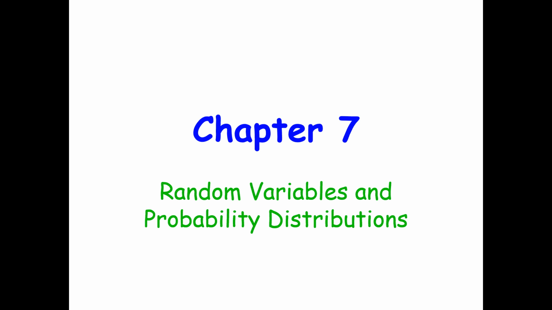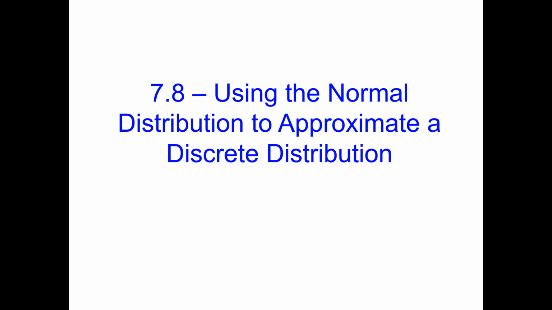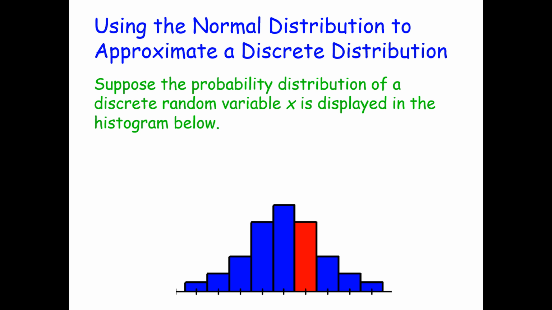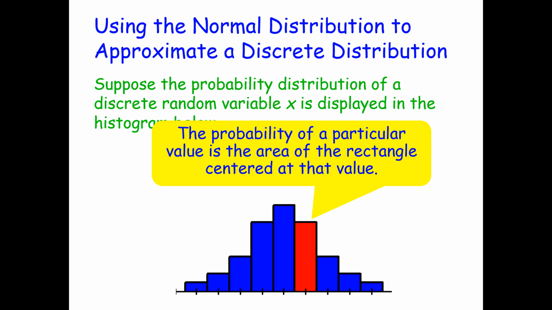In this video, we're going to be continuing to talk about random variables and probability distributions. Specifically, we're going to be talking about using the normal distribution to approximate a discrete distribution. So suppose the probability distribution of a discrete random variable x is displayed in the histogram below. Well, the probability of a particular value is the area of the rectangle centered at that value.